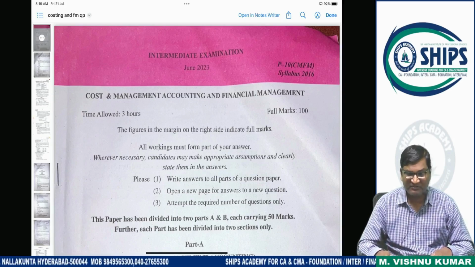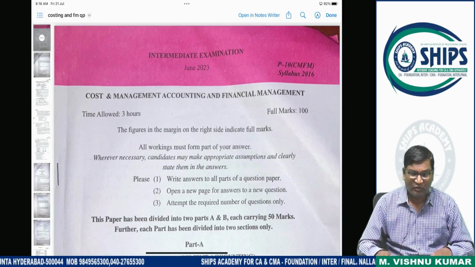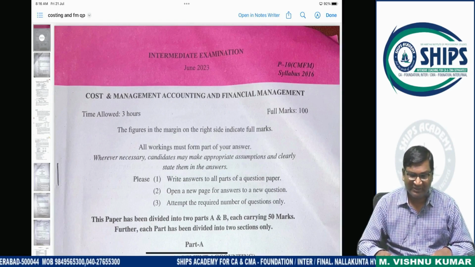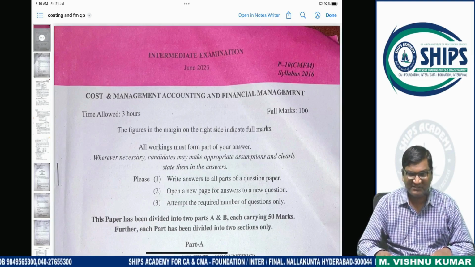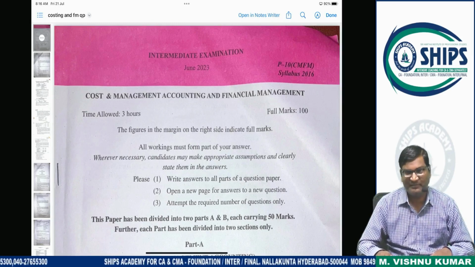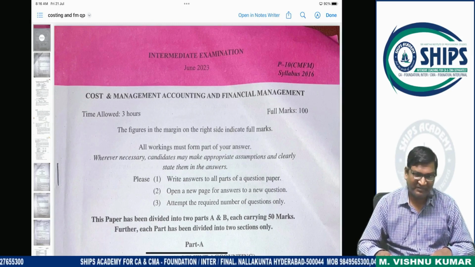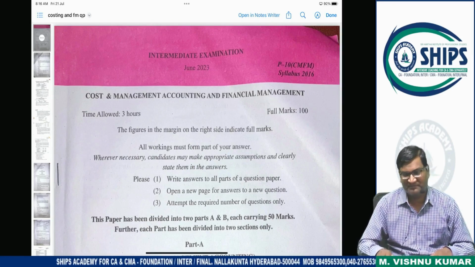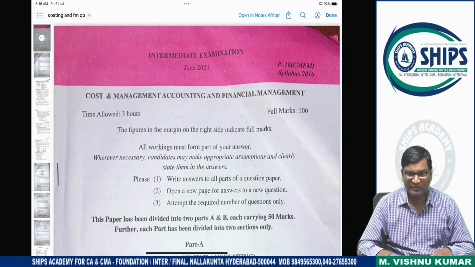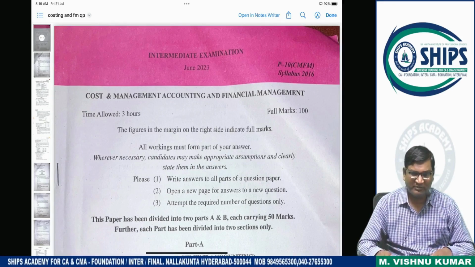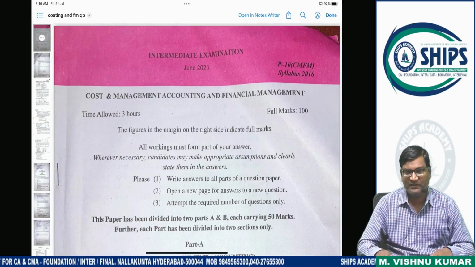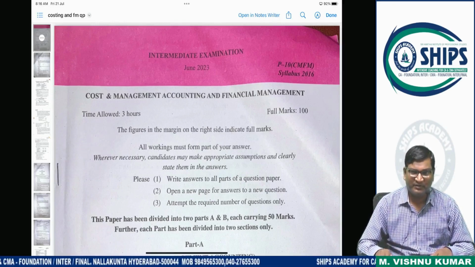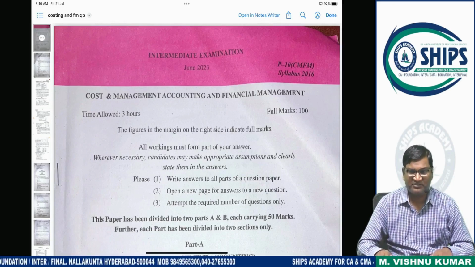This session is especially on cost and FM, meaning cost and management accounting and financial management, suggested answers relating to your recent examination held in the month of July. Actually, exams were scheduled in June, but due to some reason it was postponed and conducted in July. So this is the recent July examination paper suggested answers.